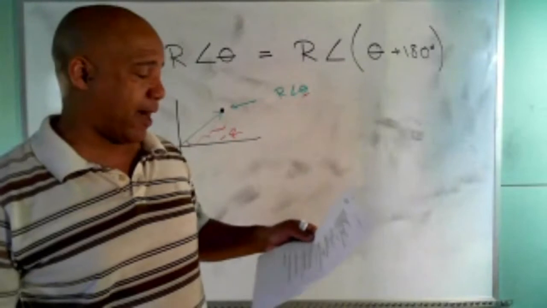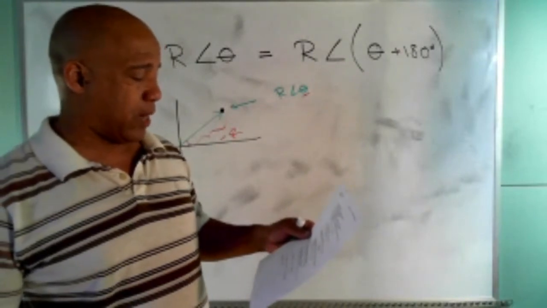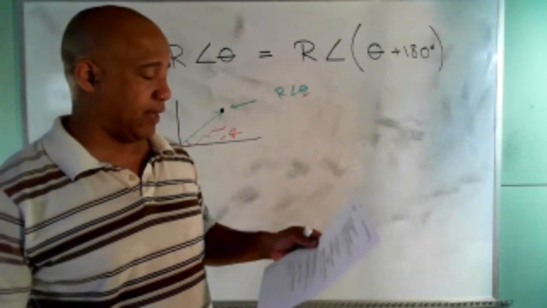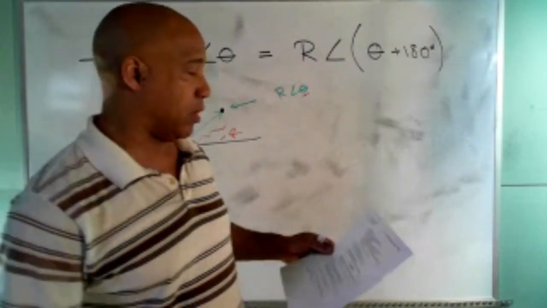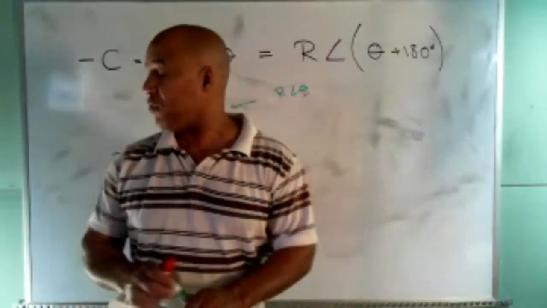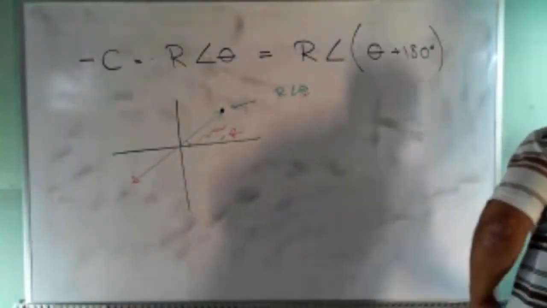If you have a sheet, take it out. I want to do problem number 1, 2, and 3 on the sheet. Now, if you don't have the sheet, I'll put it on the board. But I do want you to work along with me, even if you did the lab packet. I think it'll be a good review for you. So let's do some practice problems.